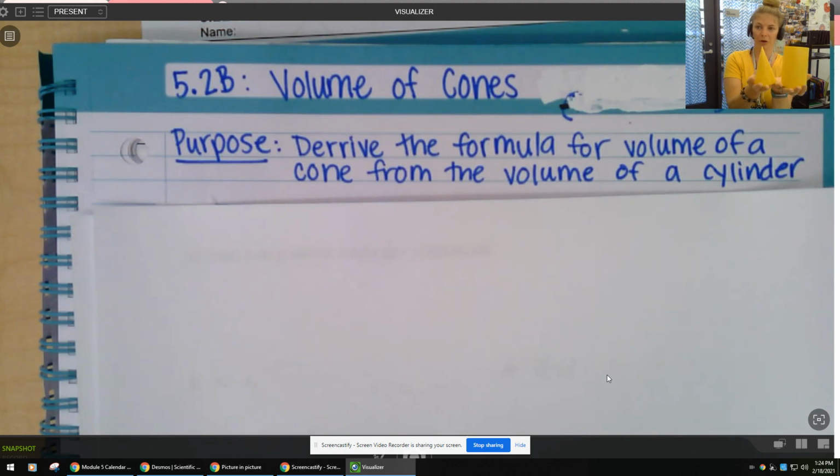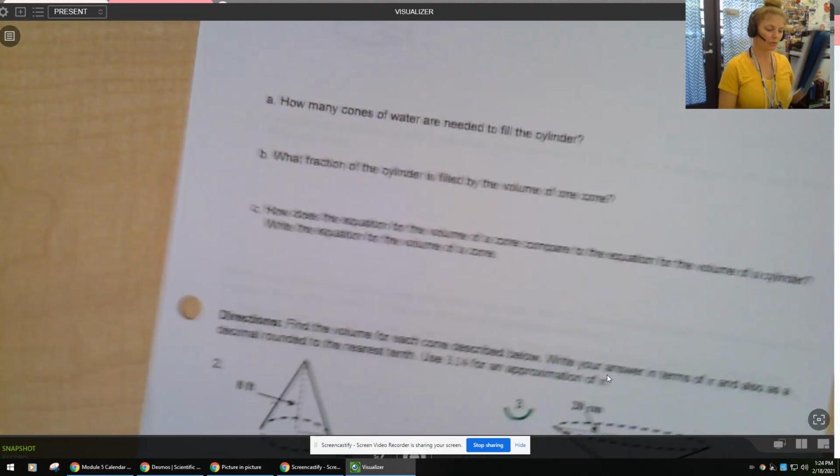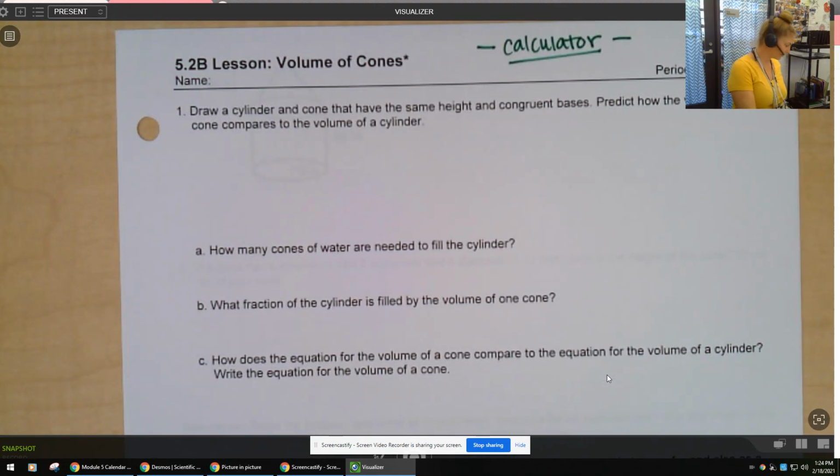What's different about a cone than a cylinder is, with a cylinder, I can slice this circle and just stack it height amount to make my cylinder. But a cone, if I start slicing this circle, those circles get tinier and tinier and tinier, but proportionally so. So we will be able to derive. So let's get started. And you will want a calculator today.